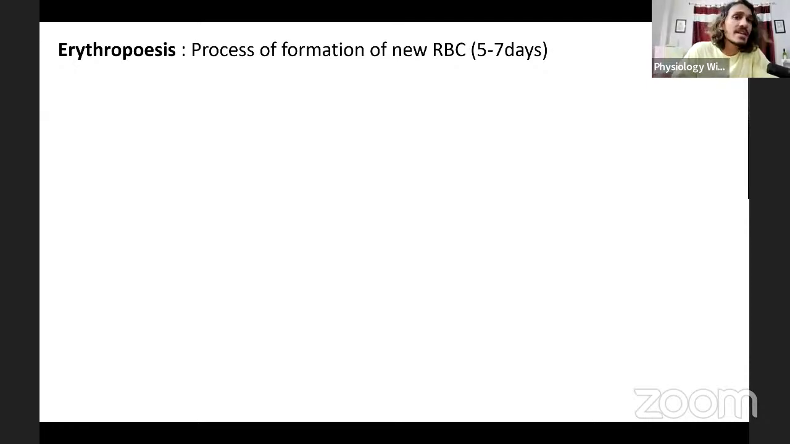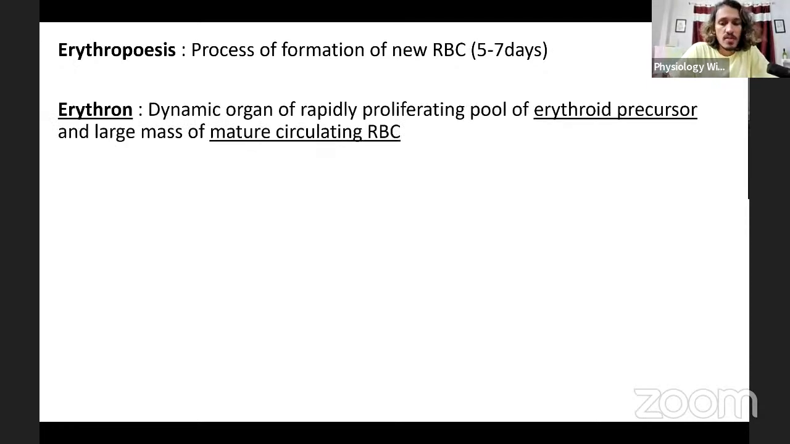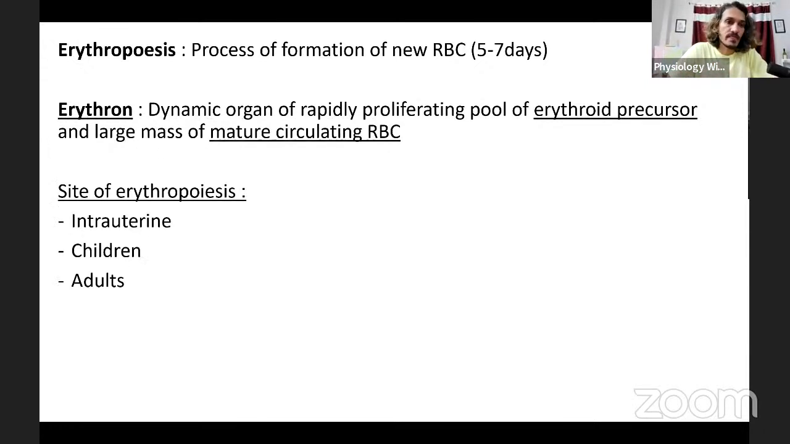How long does it normally take? Around 5 to 7 days. Okay, so while erythropoiesis is happening, usually you have a terminology called erythron. So erythron is actually a pool, a dynamic changing pool, where the precursors are there. Along with that, mature circulating RBCs are also there. Okay, so usually, right in the center, there will be a macrophage and surrounding it around 30 to 40 different precursor and mature cells, a full mass of them. That we call erythron. Now, that is the first question, definition.